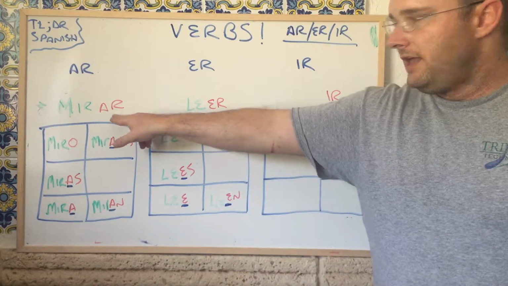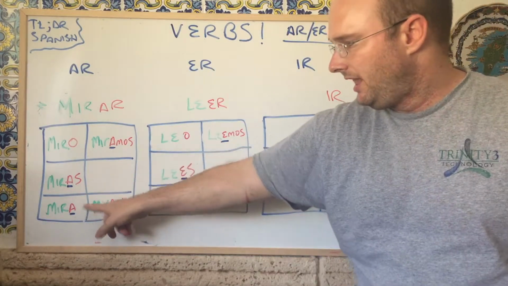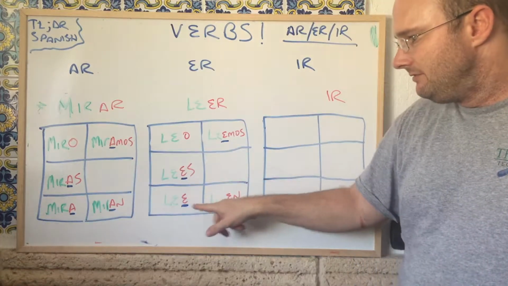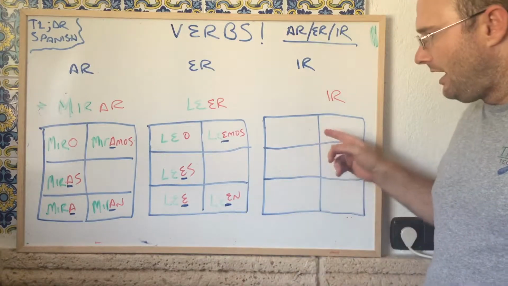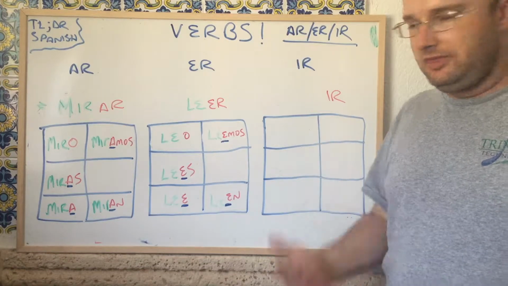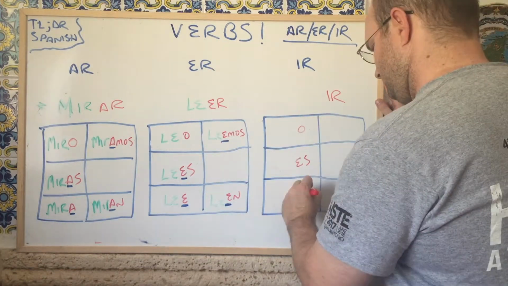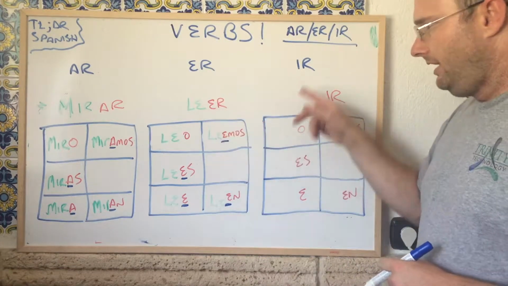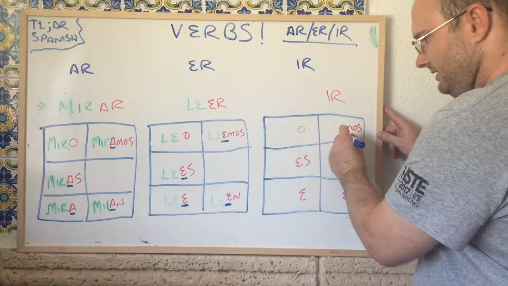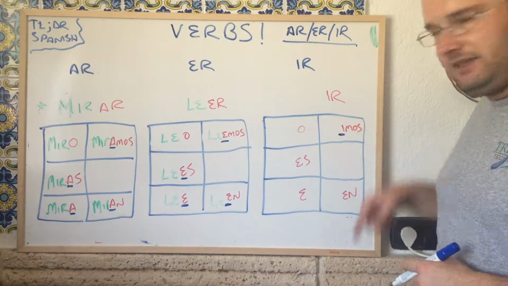The endings for our AR and our ER verbs are the same, except we're just going to change that A to an E. And we keep the O. Now take a look at the endings for IR verbs, and I want you to tell me what the difference is between ER verbs and IR verbs. So the only difference between ER verbs and IR verbs is that the nosotros, or the we form, has an I instead of an E.